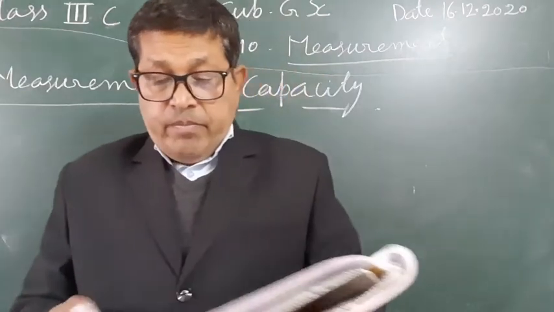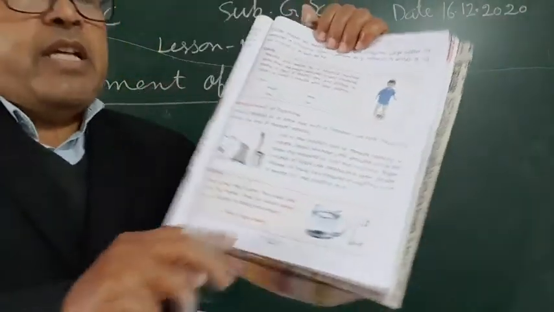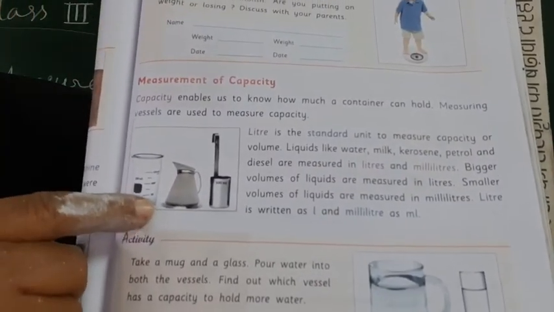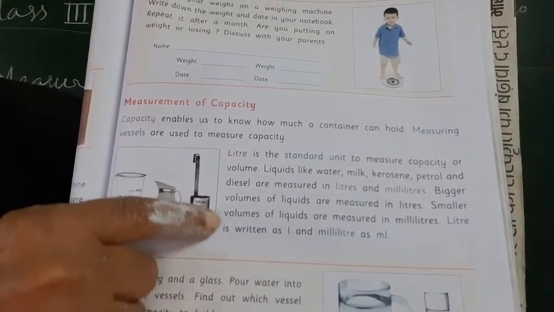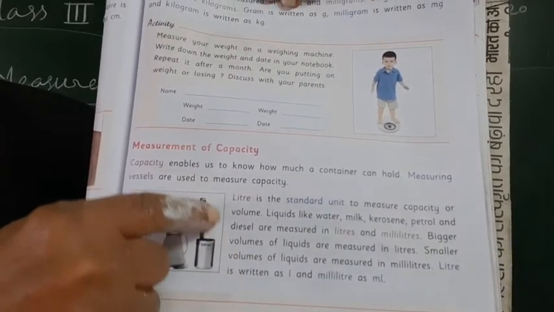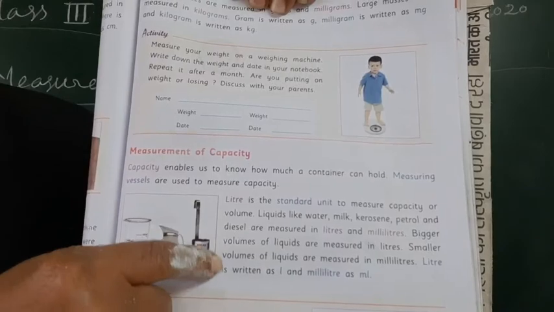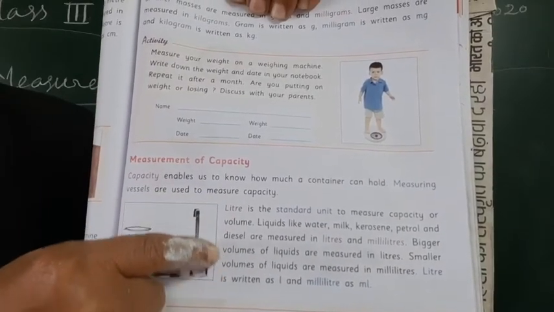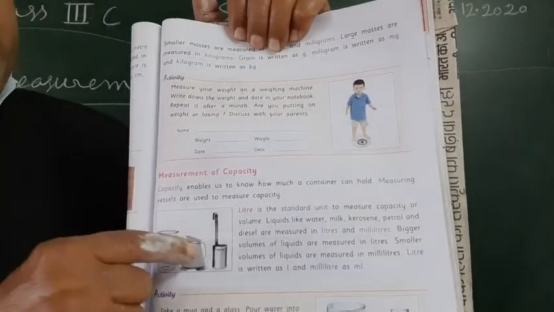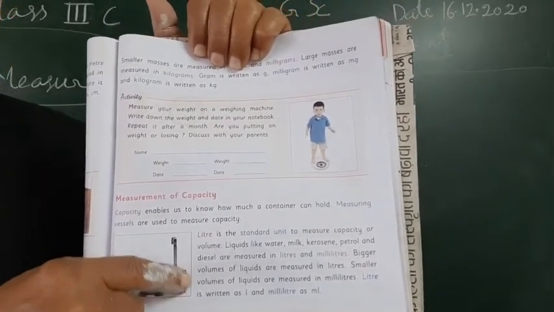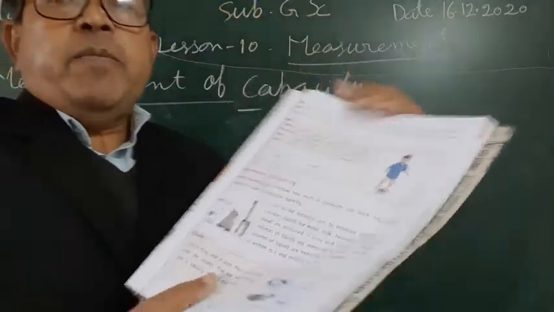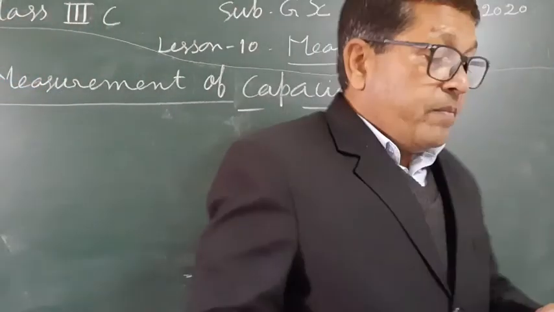You see some measuring vessels. Some measuring vessels are given here. You are familiar with this measuring vessel. This also is used when you purchase kerosene oil or petrol from the shopkeeper. Generally it has a capacity of 1 liter, and another has a capacity of 5 liter. So in this way various vessels are used.